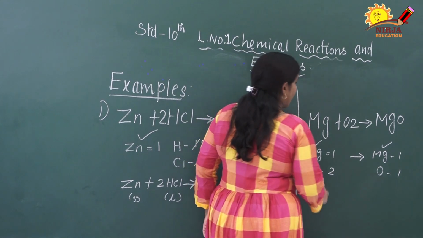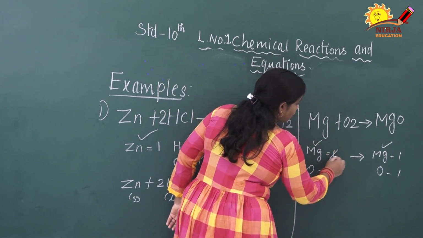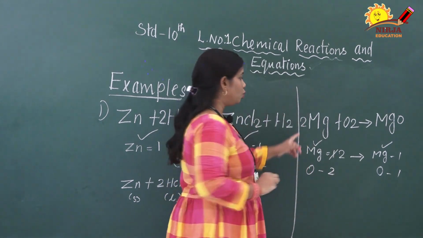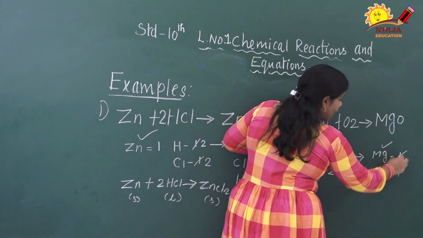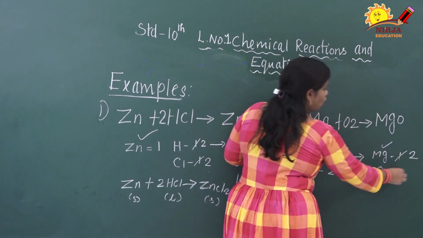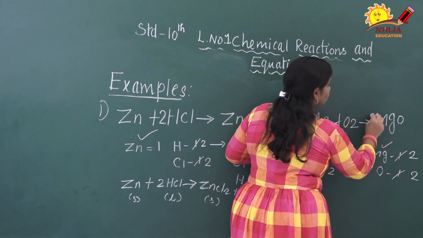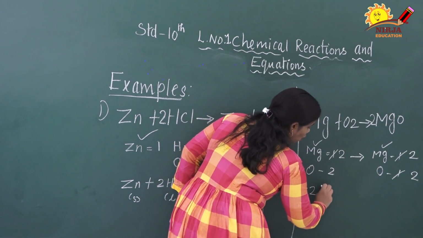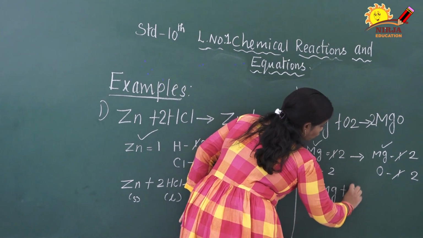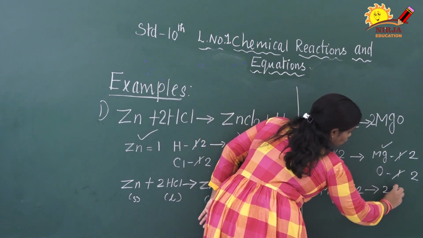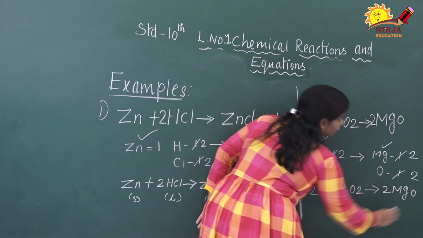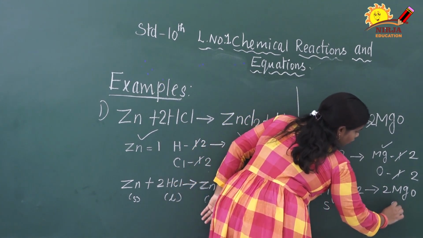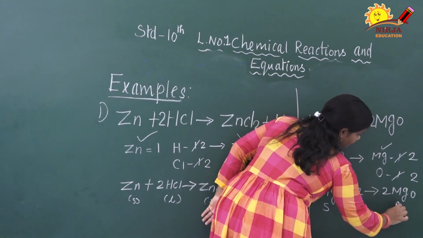Suppose I am adding 2 magnesium here. So I have to add 2 magnesium on the other side also. So automatically here it will be 2, so I am adding here 2 MgO. So the final equation is 2 Mg plus O2 gives 2 MgO. This is solid plus gas. This is the solid, and this is the gaseous form.